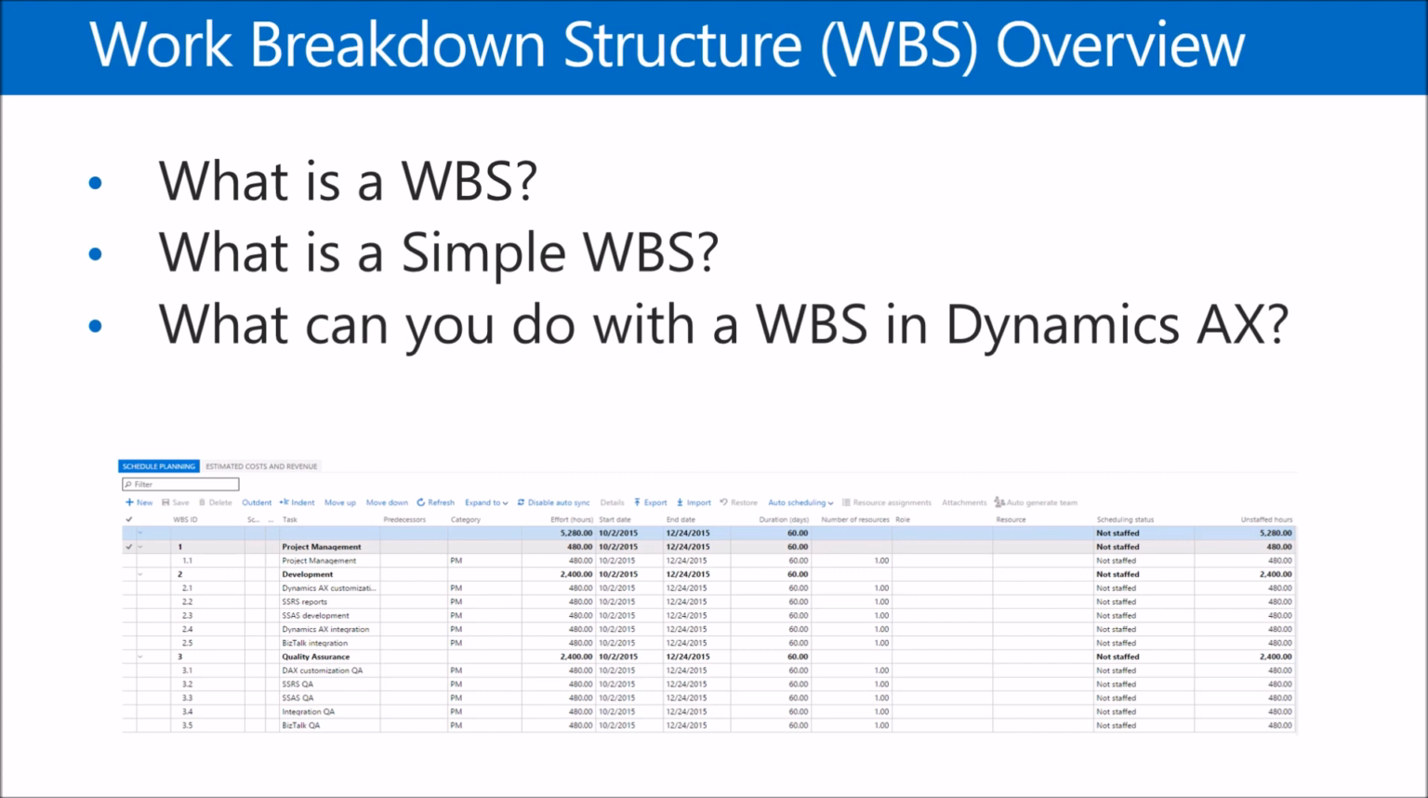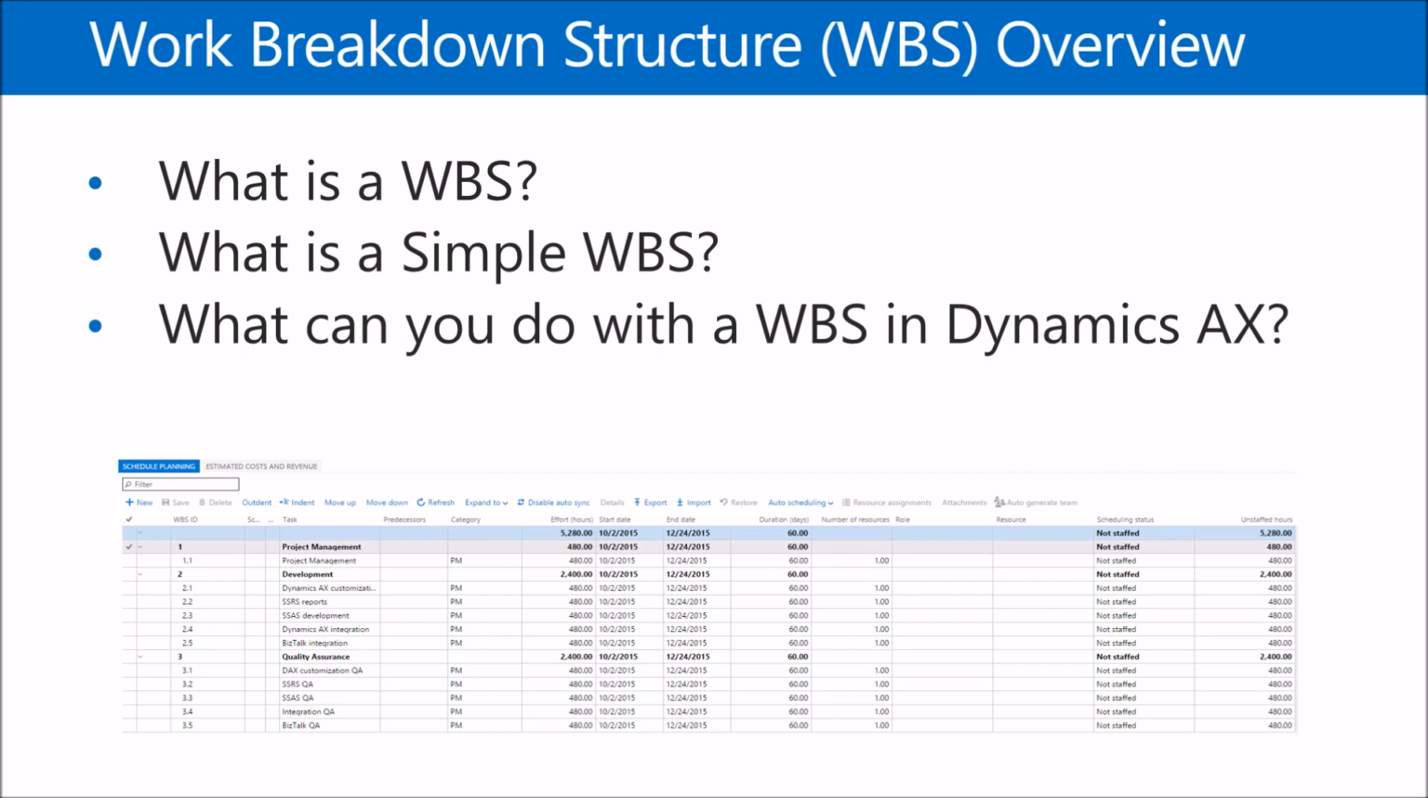Then you can also define what role and what specific resource is going to work on that specific task. And that can be one or multiple resources. And it will give you information whether it's staffed or not staffed or partially staffed, etc. So then the final thing that the WBS can do for you is it can track the estimated costs and revenue associated with each task as well.